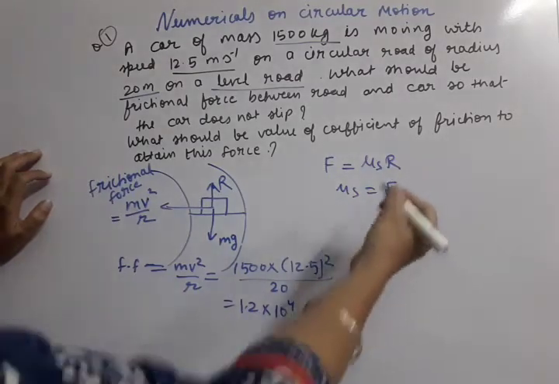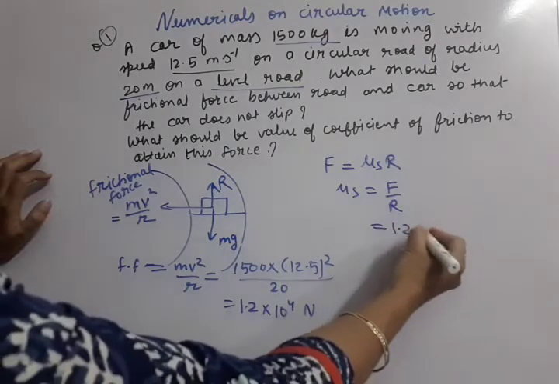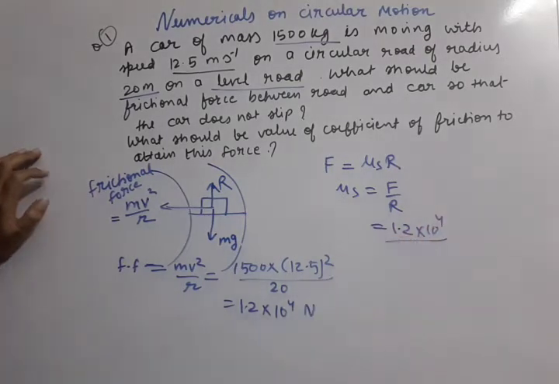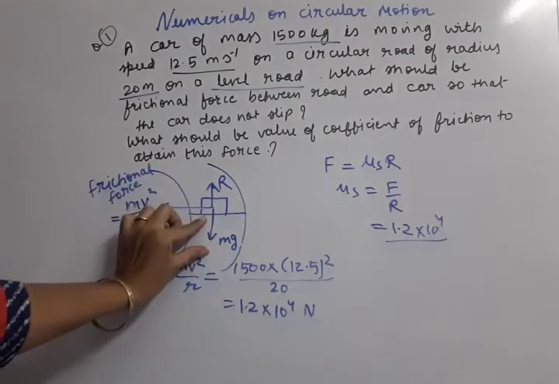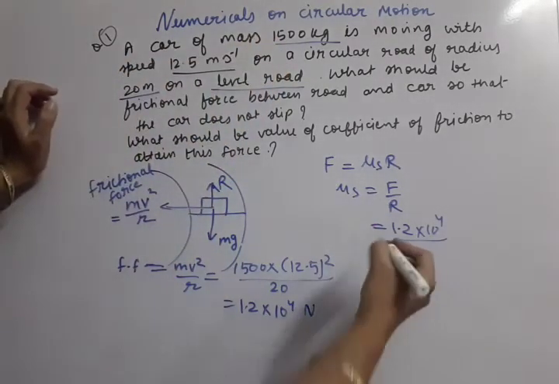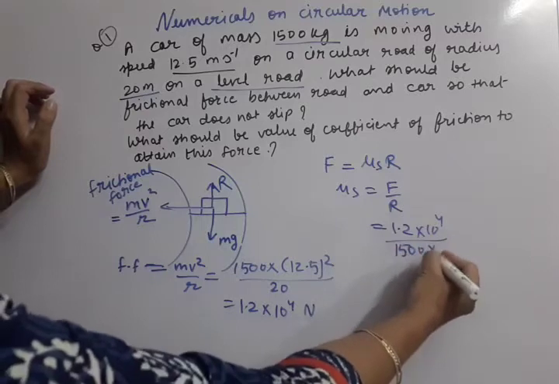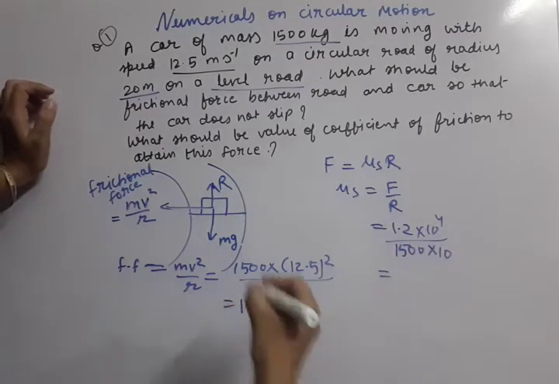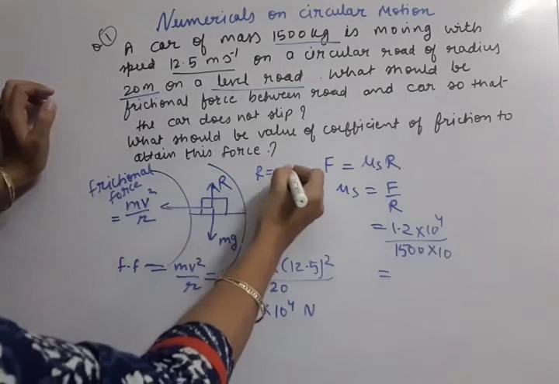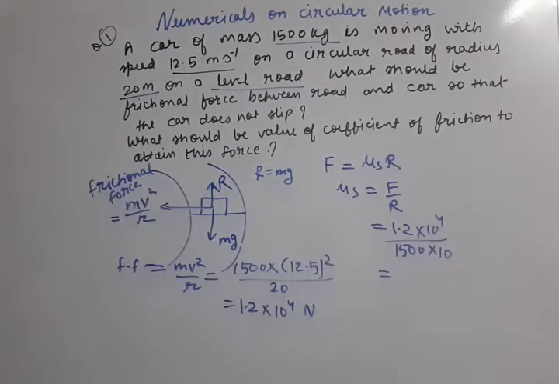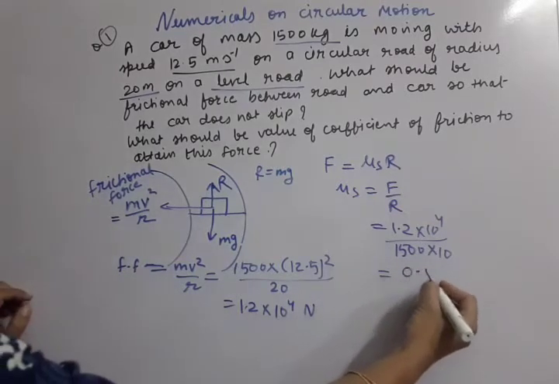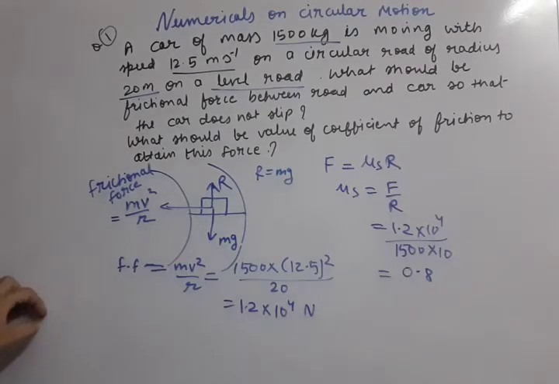F is already solved. F is 1.2 into 10 raised to power 4. How do we get the value of R? You can see R is equal to mg. So m is 1500, g we can take 10. So the R value is equal to mg. This we have used here. On solving we will get the mu s answer. Mu s answer is coming 0.8. So this way we solve the question.